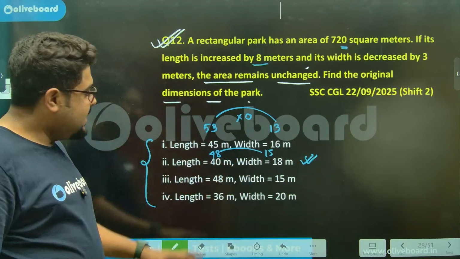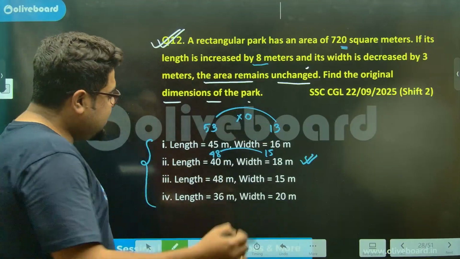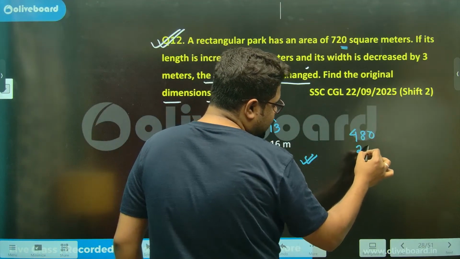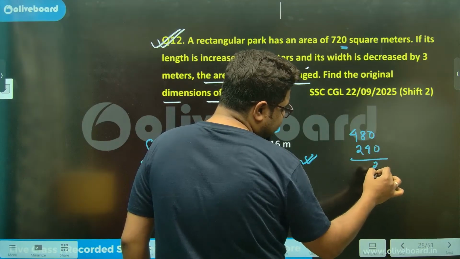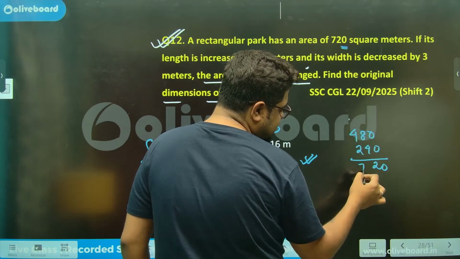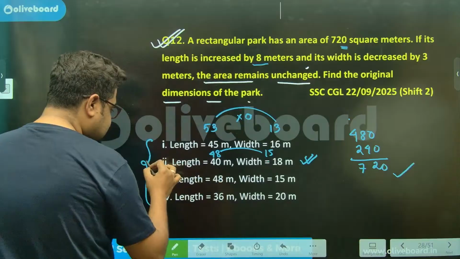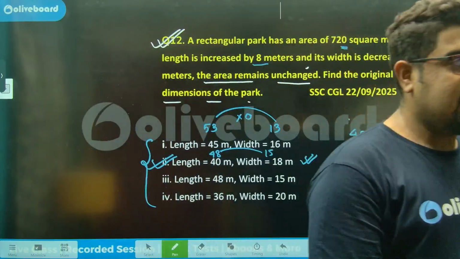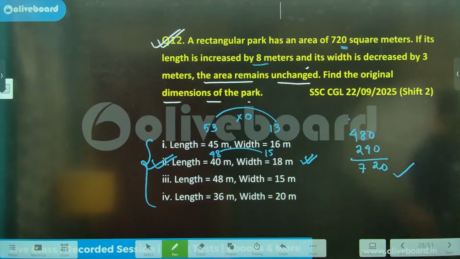Let's check here only. 48 tens are 480, so 48 fives are 240, half of that. So this is 720. Sir, again, my answer is option number 2. I'll not even check further. Can you guys see what I actually did here?